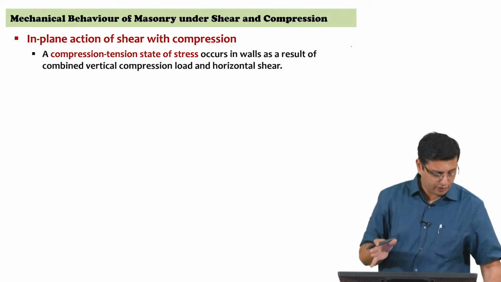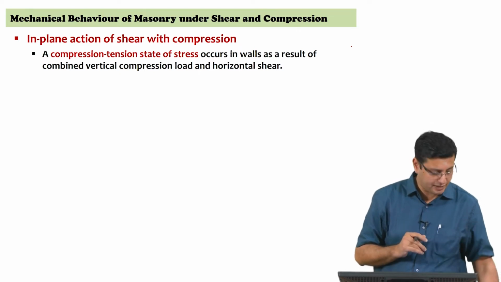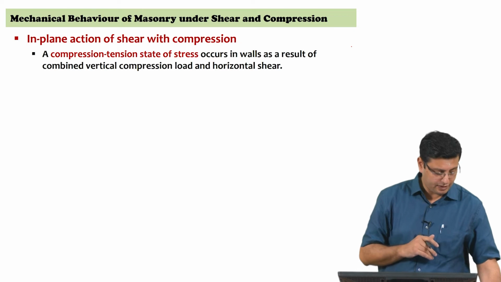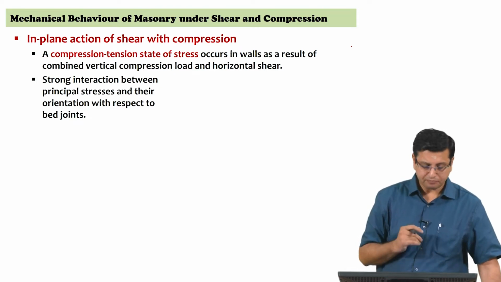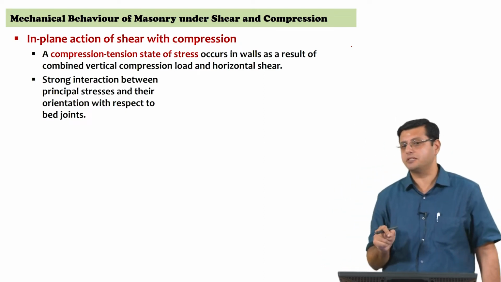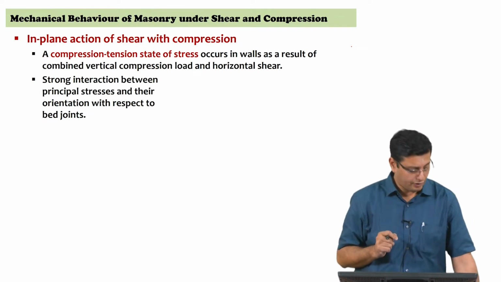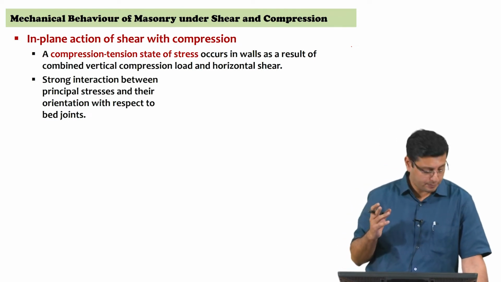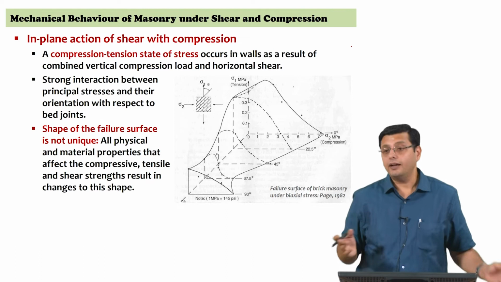So, because of the combined state of loading that we are looking at, you have a compression tension state that occurs in the wall, and you can characterize the wall based on this compression tension state of stress, but it is observed that finally it is the interaction between the principal stresses and their orientation. What is the orientation of the principal stresses with respect to the bed joint? This needs to be captured. If that is not captured, the specific failure mechanism that is observed cannot be explained. And that is the failure surface.